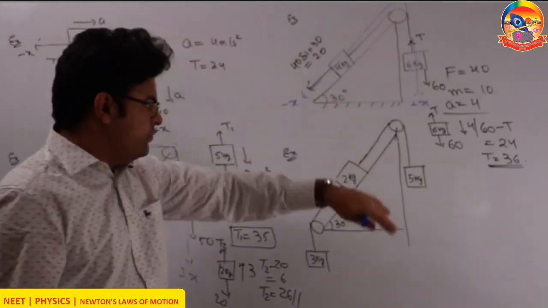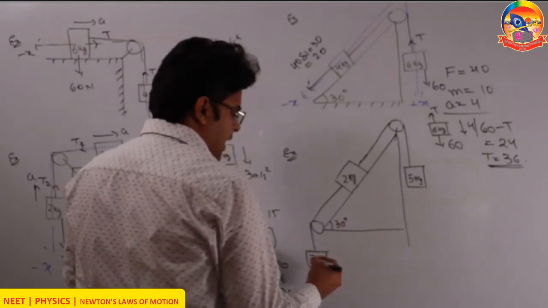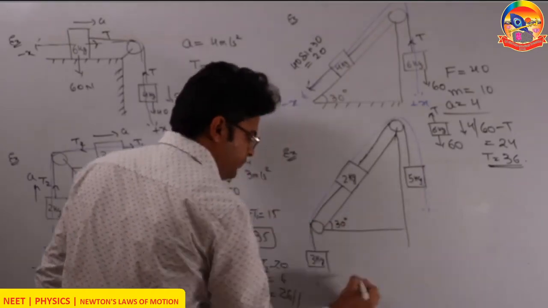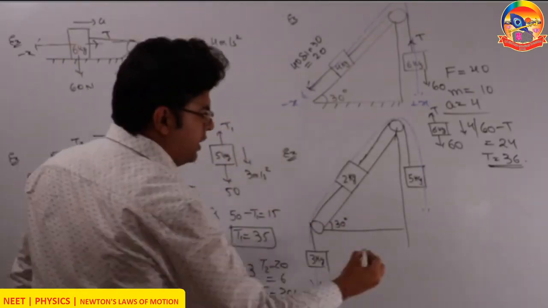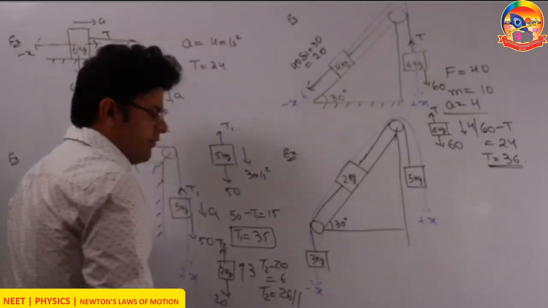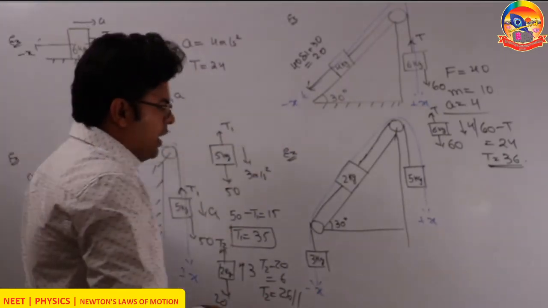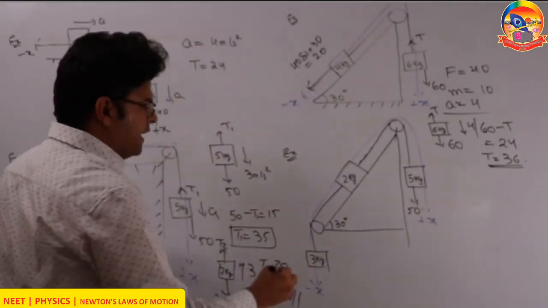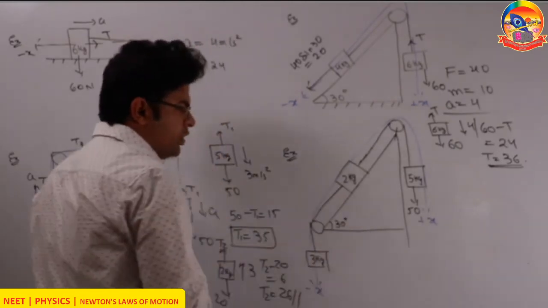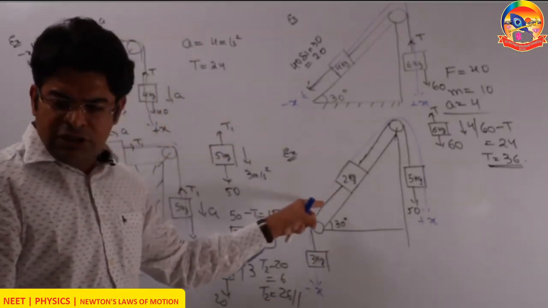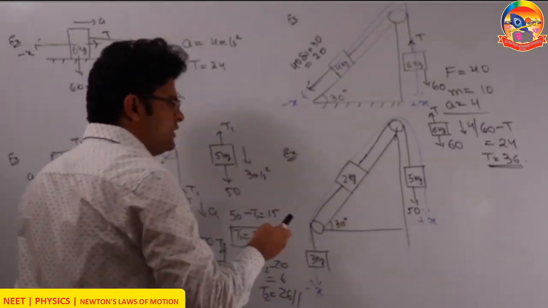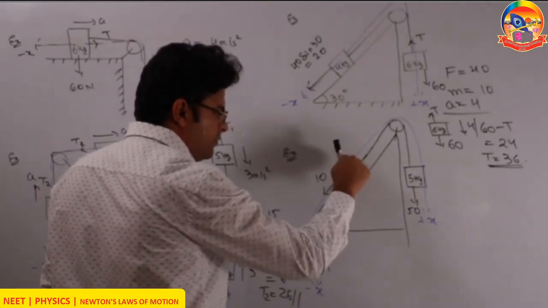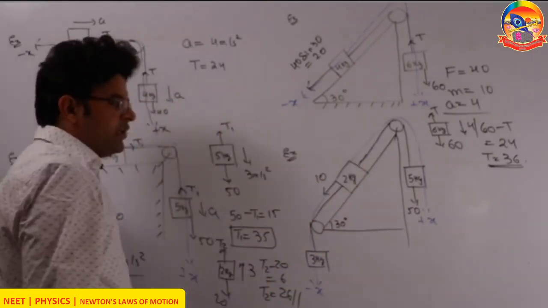Now this question. In this question, again we first of all take the axis along the string. Okay. So kids, let's say this is positive x, this is negative x. Now on this 5 kg there is a force of 50 towards positive x. On this 2 kg there is a force of 20 downward. So its component along the string will be 20 sine 30, and sine 30 is half. So that comes out to be 10.